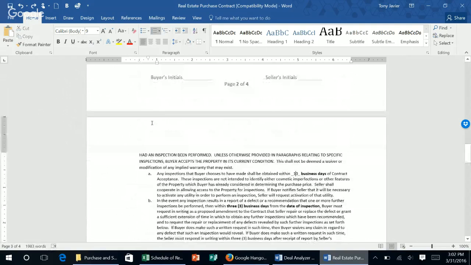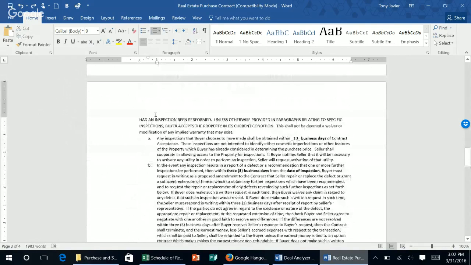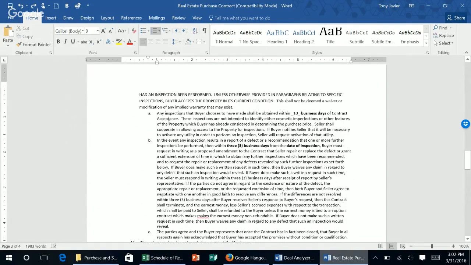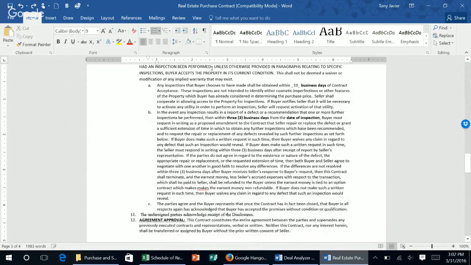And if we find something within that 10 business days, we negotiate. If within 3 business days we can't come to a negotiation, we cancel the contract. It's null and void. We both walk away, and the buyer, which would be us at this point, would get our earnest money deposit back. So this gives you another opt-out in the contract.